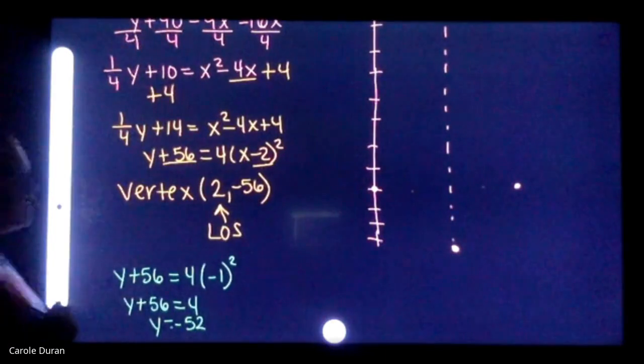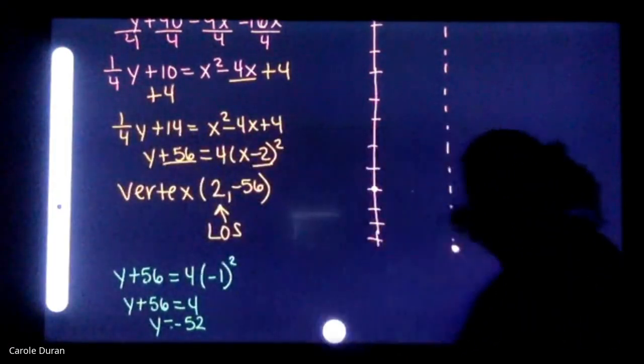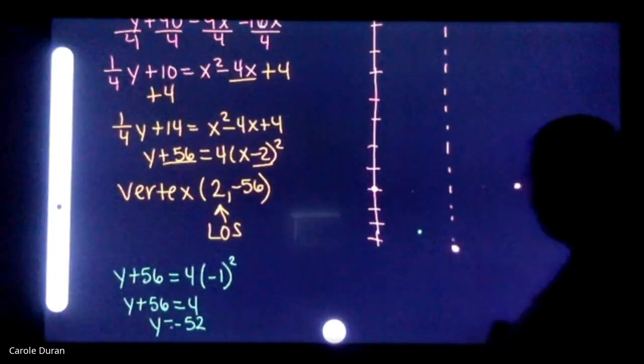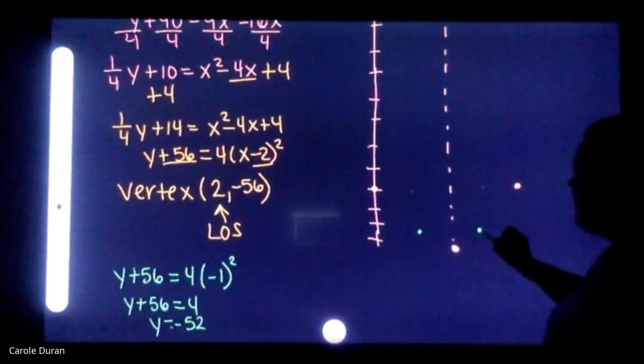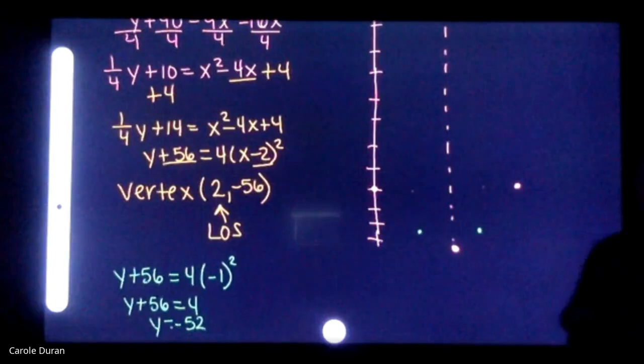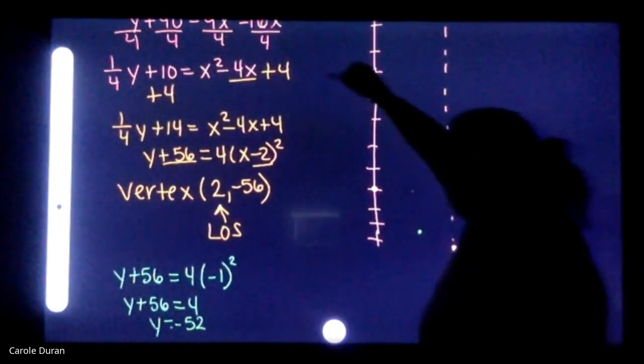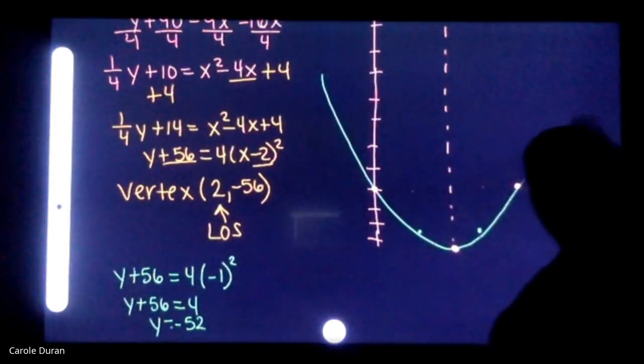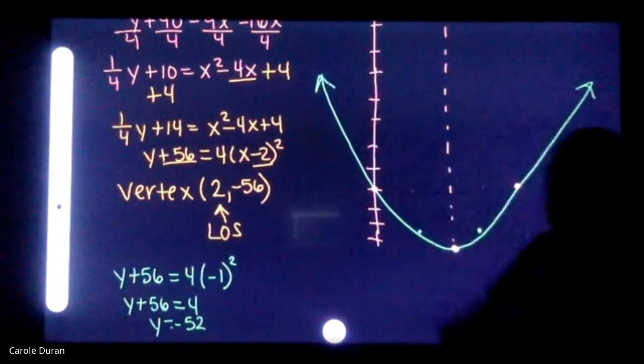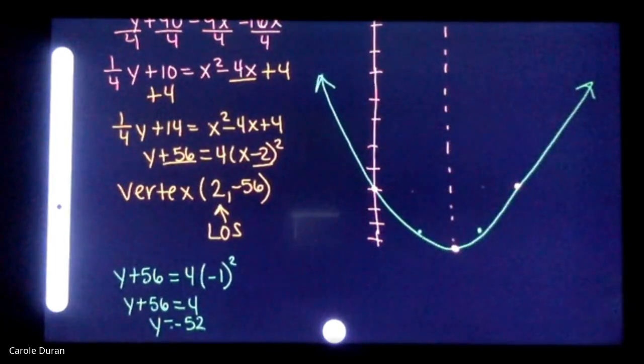So the next point I can graph is 1, negative 52, which is going to be about right here. Find its match on the other side, and I have my 5 points. So once you have those, you can go ahead and draw your parabola, and you are good to go. Any major questions, concerns, or issues with those?